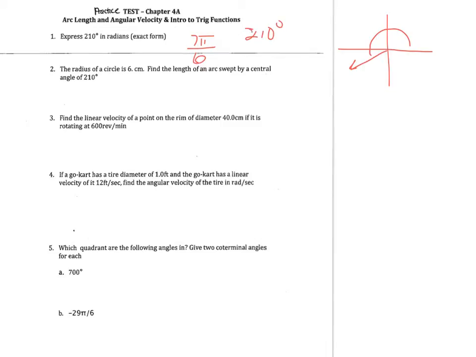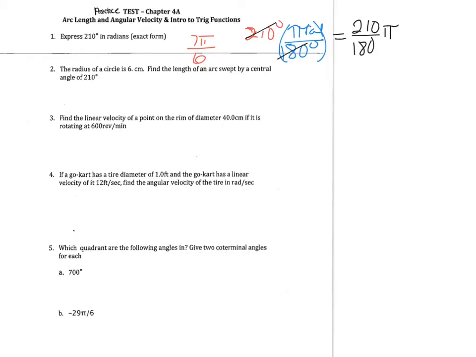And we could treat it just as a conversion problem the traditional way, that we know that there are pi radians for every 180 degrees. And when you multiply that out, you get 210 over 180 times pi, 210 over 180 pi radians. And since 30 goes into both of those numbers, I can reduce that to 7 over 6 pi radians.